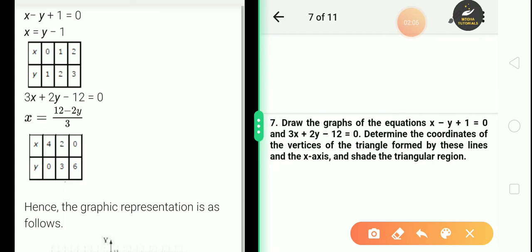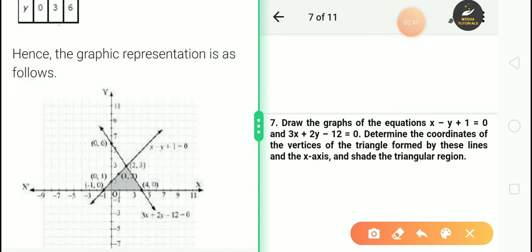Then take y is equal to 3, so 2 threes are 6, 12 minus 6 is 6 and 6 upon 3 is 2. So when y is equal to 3, we are getting x is equal to 2. Then take y is equal to 6, so 2 sixes are 12, 12 minus 12 is 0 and 0 upon 3 is 0. So when y is equal to 6, we are getting x is 0. So coordinates for the second equation are 4, 0, 2, 3 and 0, 6. Okay, so let's draw the graph using these coordinates.